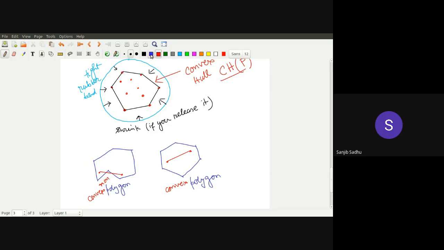Now what he is saying is that in this case, all the internal angles, you check all the internal angles, and here also, in figure 2, all the internal angles are less than 180 degrees. And here, one angle, for example this angle, is greater than 180 degrees. So this is the difference.